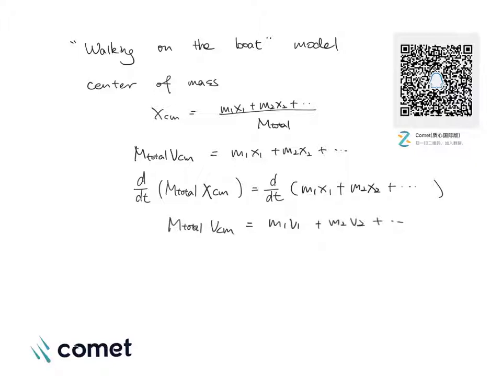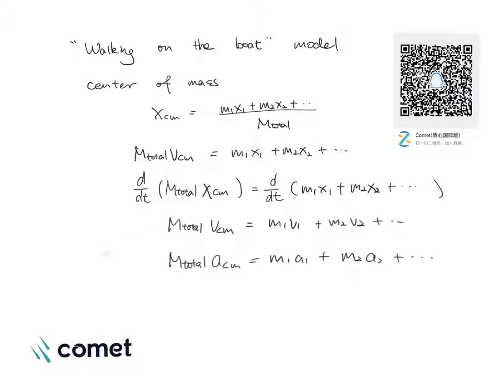Thus, I got a very similar relationship, but in mass times velocity. Mass times velocity is a very particular physical quantity called momentum. The total momentum of the system is equal to the individual momentum of each pieces. Of course, you can take the derivative again to get m total times acm.